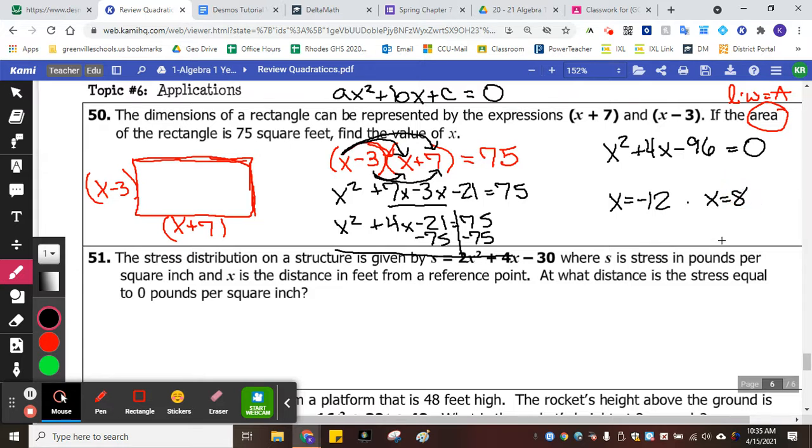Now the difference with word problems, like if this was just a straight up quadratic, solve this, what are your two answers? Those are your two answers. But this says, what are the dimensions of the rectangle? So we're talking about the width and the height. If you plug negative 12 in, that's saying the length of this is negative 15 feet. And then the length of this one would be negative 12 plus 7, which is negative 5. You can't have a negative length and width. So it's not going to be negative 12. It's just going to be 8.